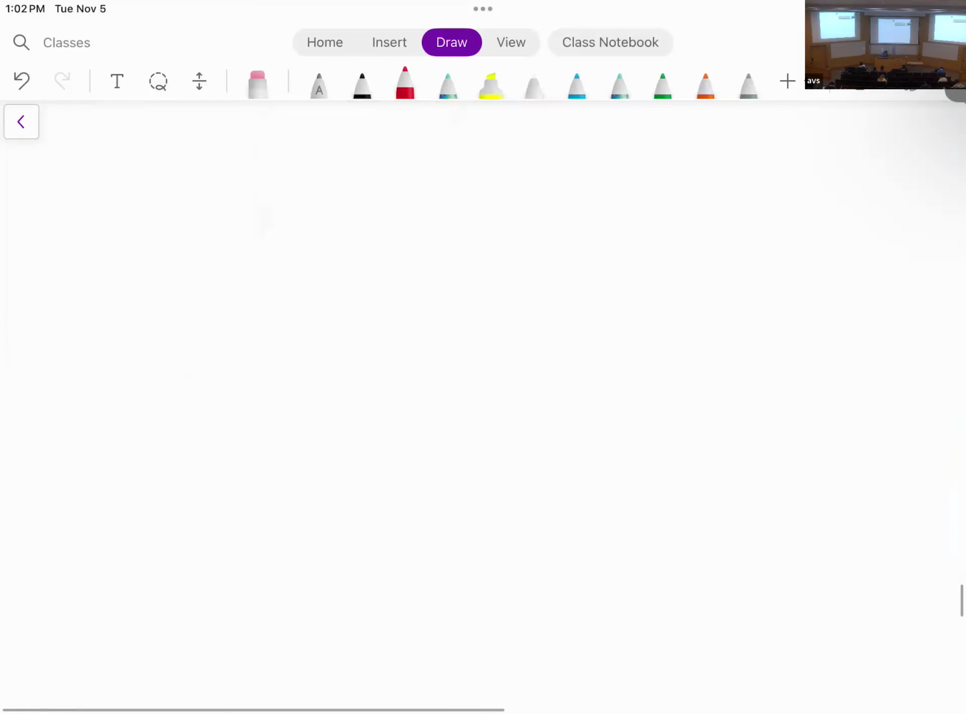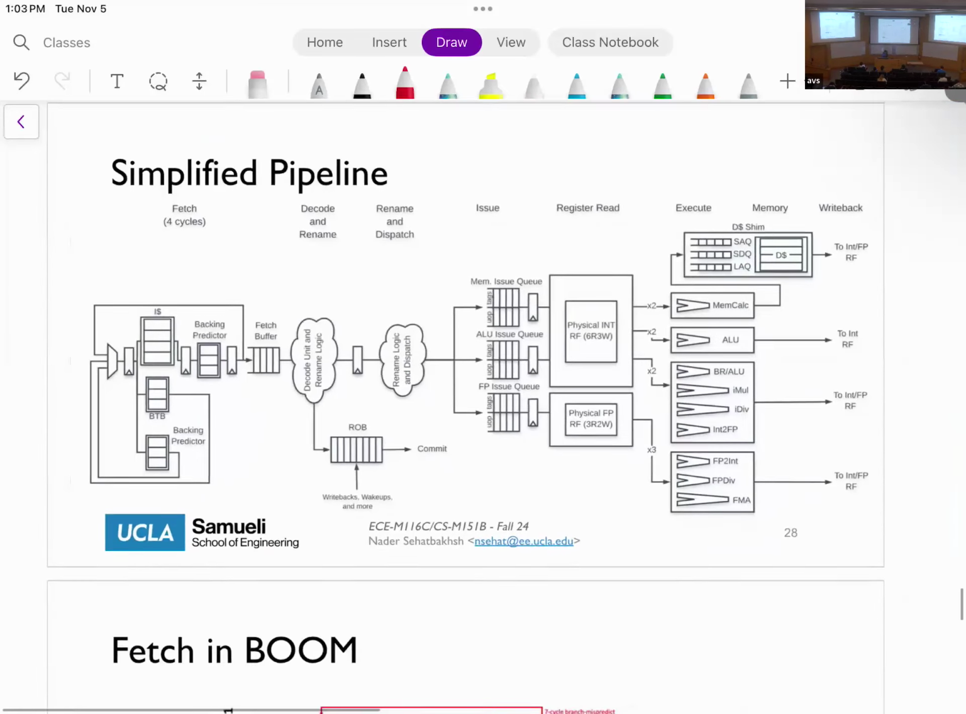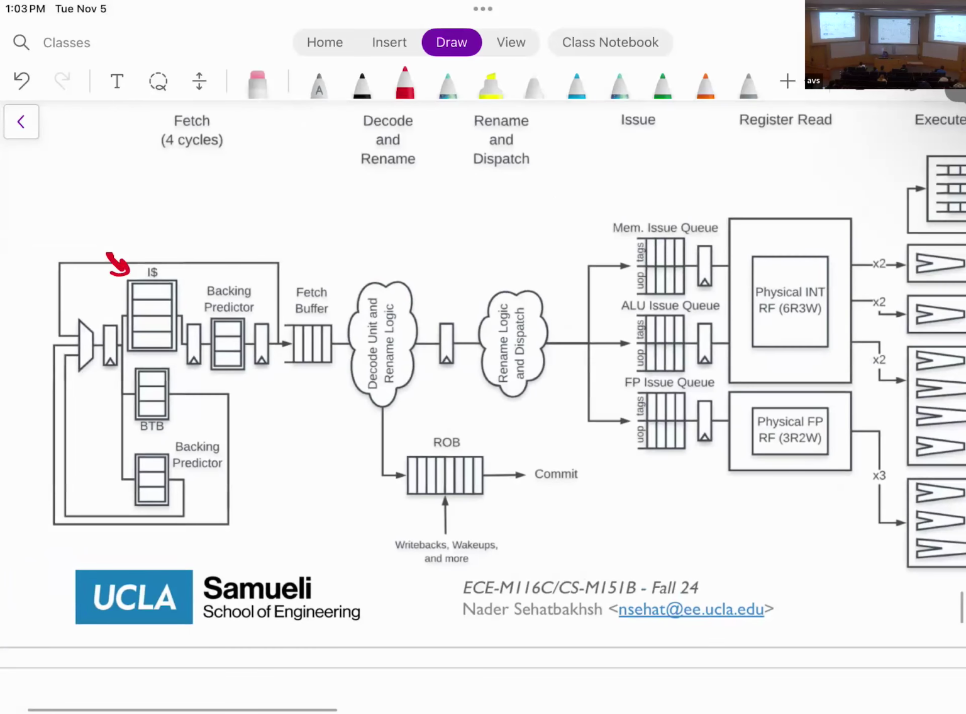I think I have one more picture. Yeah, so this is similar to the data path and controller logic that you see in the class, for this BOOM processor. As you can see, hopefully you can understand almost all of it. So you see an instruction memory, instruction cache here. You have your BTB here. You have your branch predictor here. You have your buffer here.